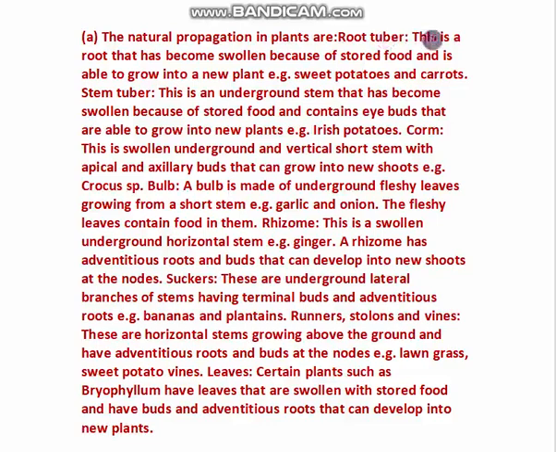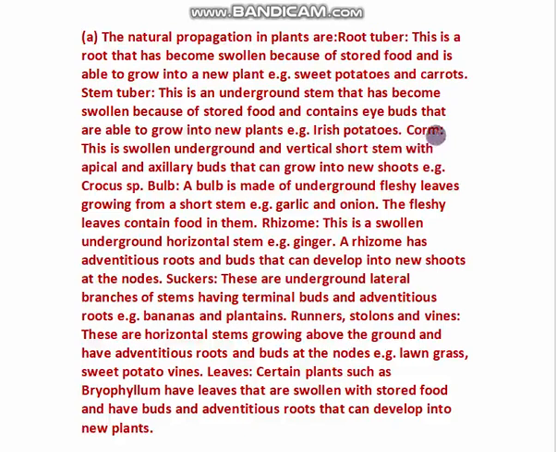root tubers. A root tuber is a root that has become swollen because of stored food and is able to grow into a new plant, e.g. sweet potatoes and carrots. Stem tubers: this is an underground stem that has become swollen because of stored food and contains eye buds that are able to grow into new plants, e.g. Irish potatoes. So I was even giving examples here.